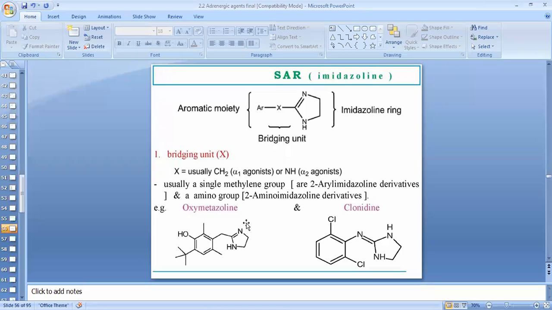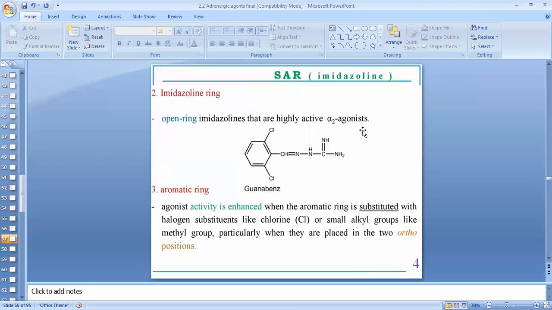In oxymetazoline, it is attached to the aromatic ring. This AR belongs to the aromatic ring. In the case of clonidine, this X becomes the amino group, that is, an amine group. So it is a 2 amino imidazoline derivative. These are the 2 drugs which have adrenergic action among the imidazoline derivatives.